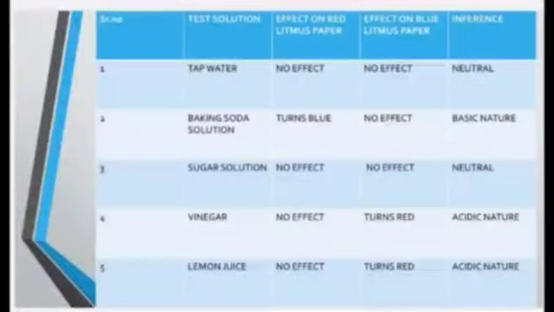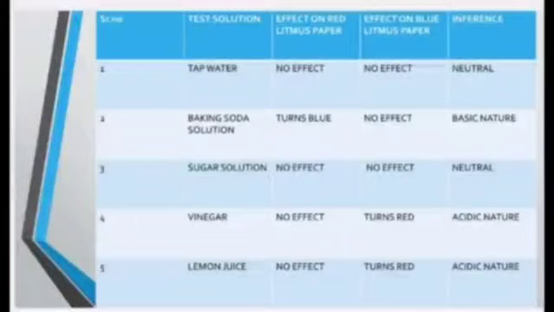Third is sugar solution. With sugar solution also red litmus paper remains red only, no color change, so no effect. And blue litmus paper also remains blue, no effect. So here also you will write neutral, because both types of litmus paper remain as they are, no color change on both, so your solution is neutral.